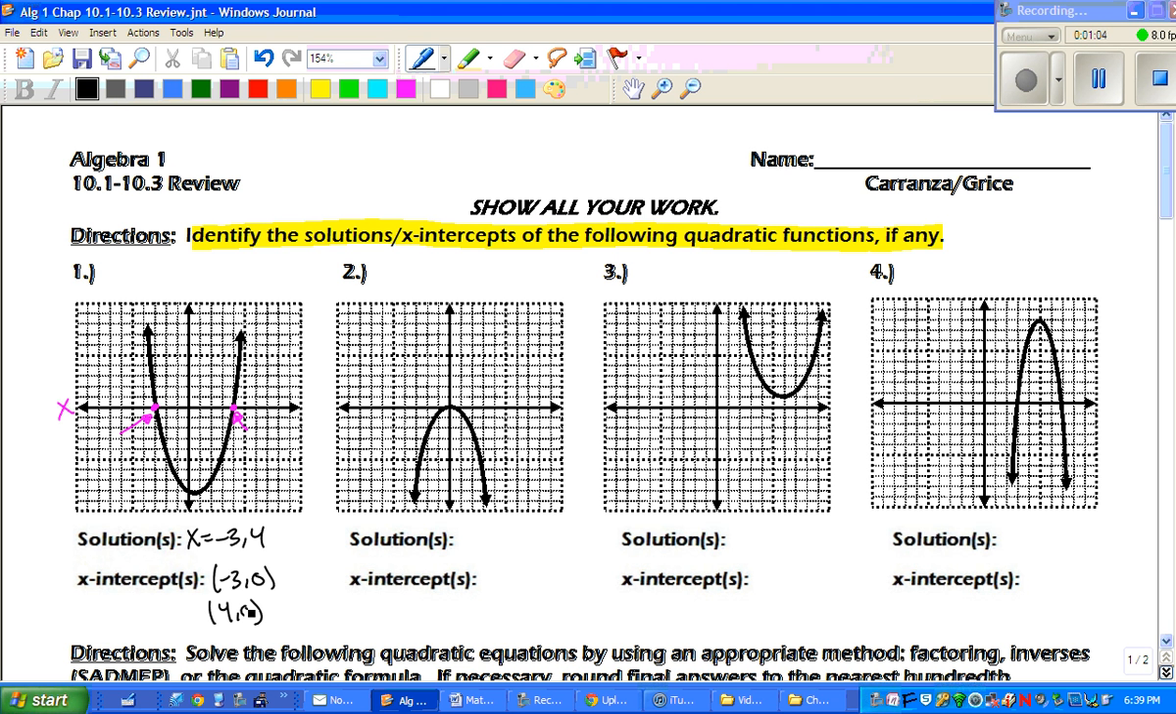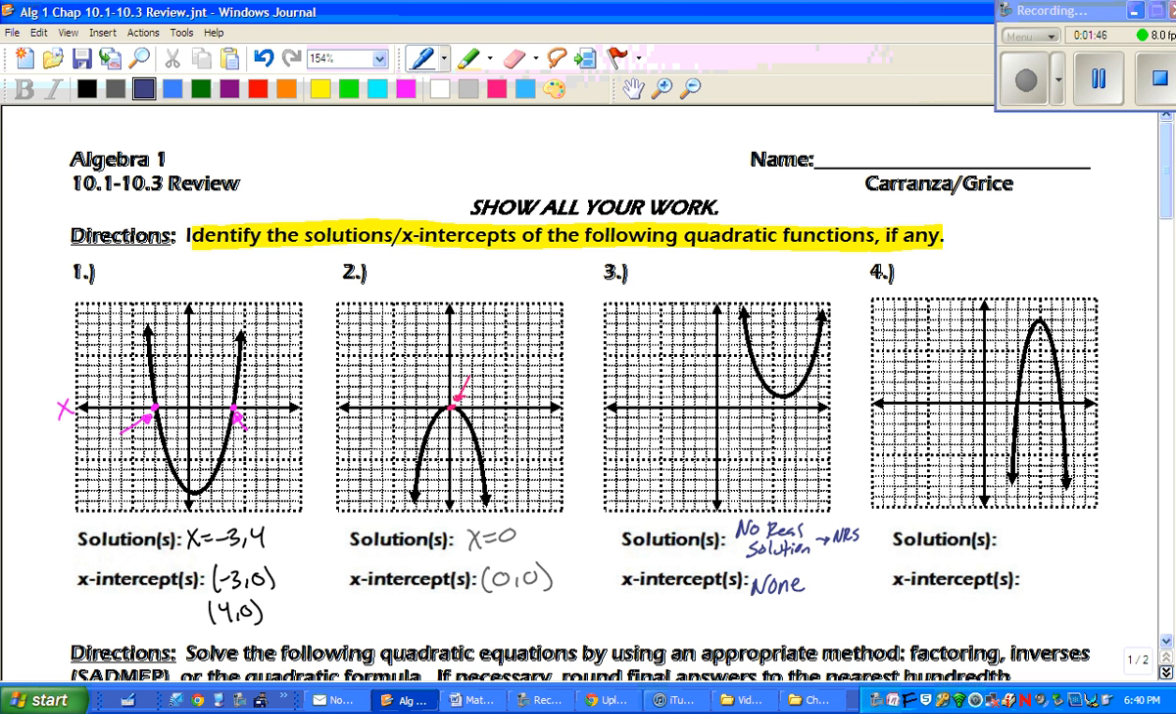Okay, number 2, it only crosses the graph in one spot. So our solution is x equals 0, and that intercept is (0, 0). And now for number 3, does it cross? Well, not in any place I can see. And when that happens, that's when it's no real solution. And for all you lazy people out there, that's NRS. Does it have an x-intercept? No. So there's none.